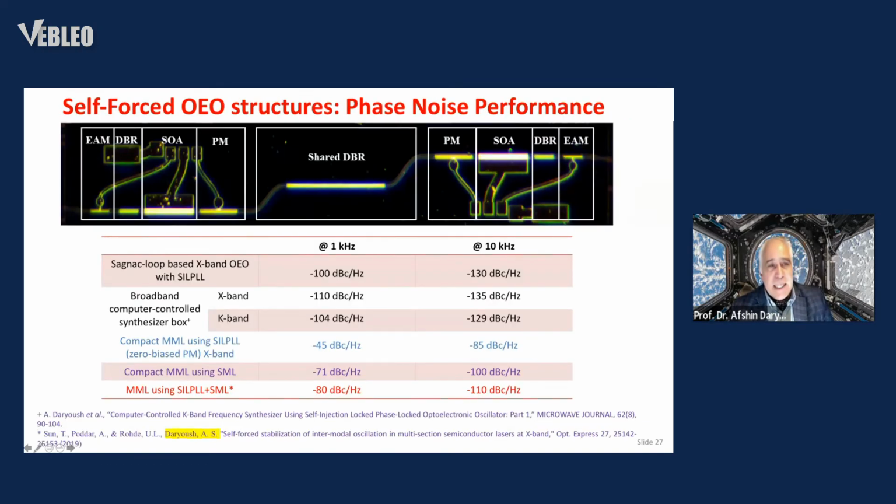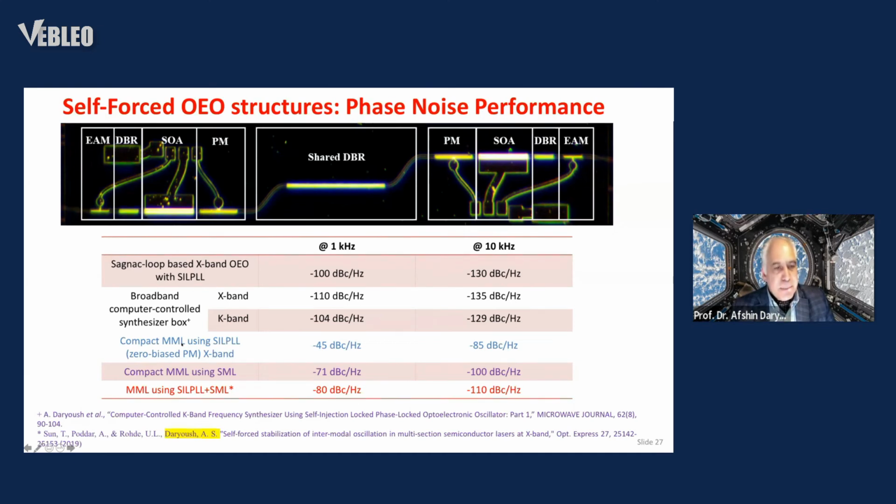So here is the microphotograph of the chip in the indium phosphide, and you will see the SOA, which is the semiconductor optical amplifier, the phase modulator section. And as you see, there is a symmetry between them, and you have the electroabsorption modulator and the DBR in the front and the shared DBR section.